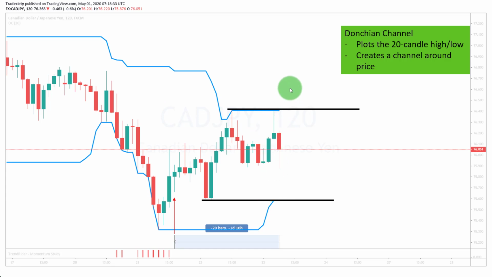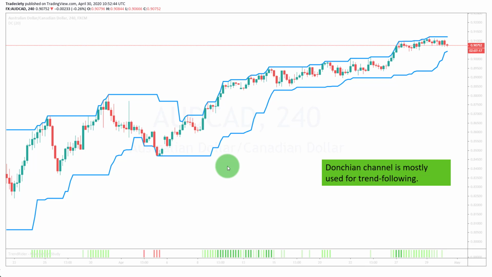If the price moves higher, the Donchian channel will shift higher as well. And this is how it is going to look. The Donchian channel is mostly used for trend following trading. During strong trending markets, you will see that the Donchian channel continuously shifts higher and higher, and this is how it describes trending markets at least.